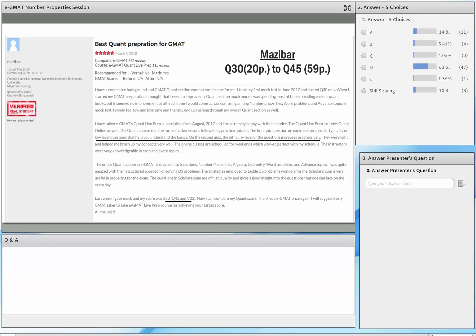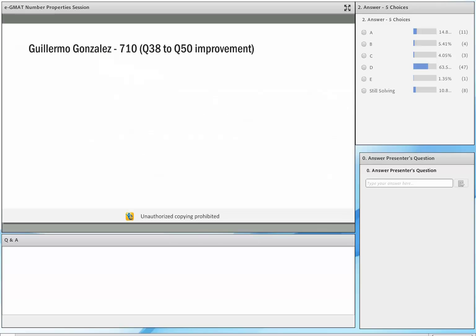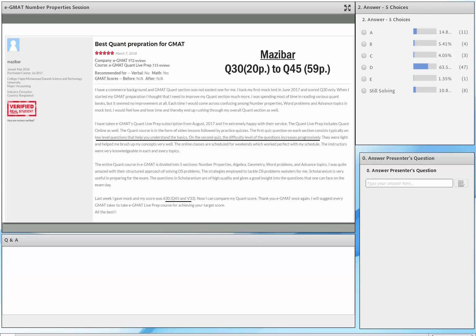Now, because of the quizzes that are built into each file, he was able to leverage data to help him, and that's very important, utilizing the data to help you figure out what it is that you need to do next. Okay, and Mazibar was able to improve to Q45, which is 59 percentile in quant, and that was a huge improvement from a 20 percentile to a 59 percentile.